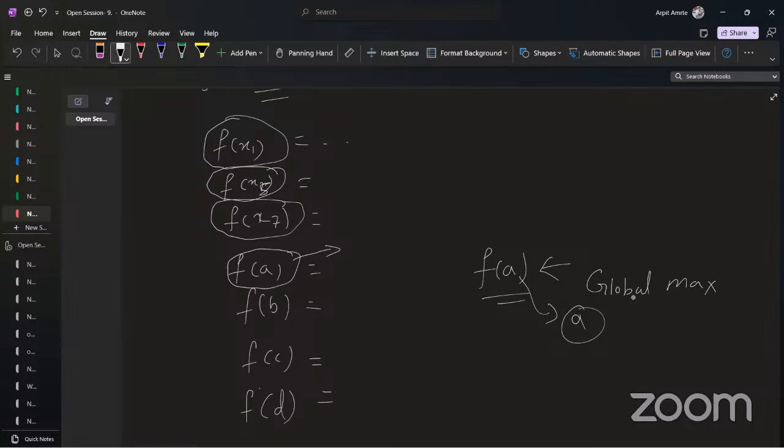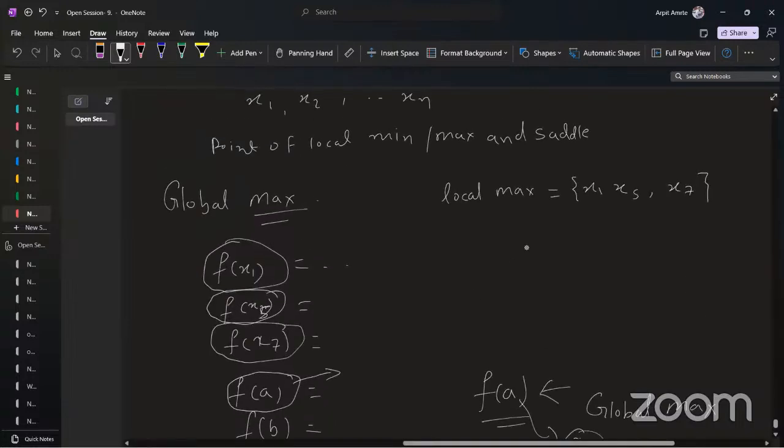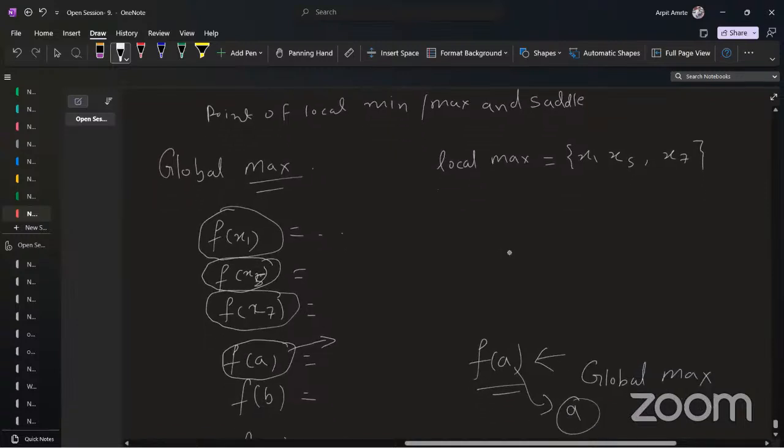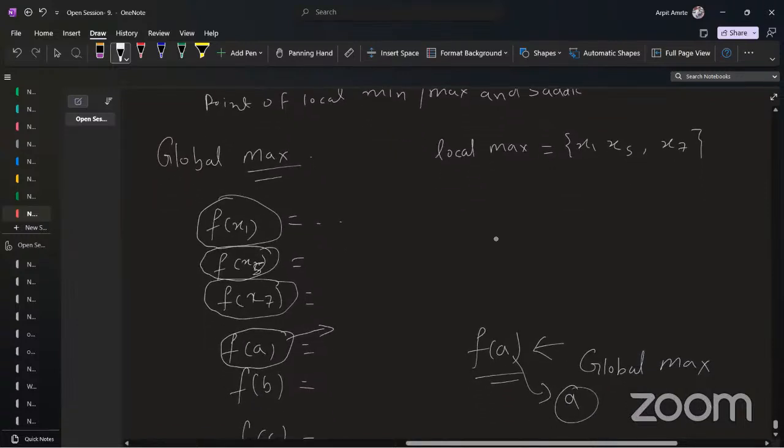Similarly, for the minimum case, just take the local minimum point and see the functional value at that local minimum, and also check the boundary case, and then see what is the minimum value for your given function. Okay, easy, not so difficult, right?